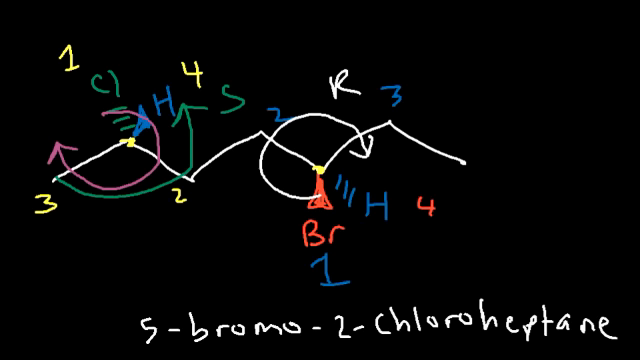So carbon 2 has the S isomer, carbon 5 has the R isomer, so it's going to be 2S, 5R, and then dash 5-bromo-2-chloroheptane. So as you can see, the chiral center where the Br is has the R isomer because it's 5R, and the carbon that has the chlorine, that chiral center is S. Chlorine's on 2, so it's 2S. And so that's how you can name it.